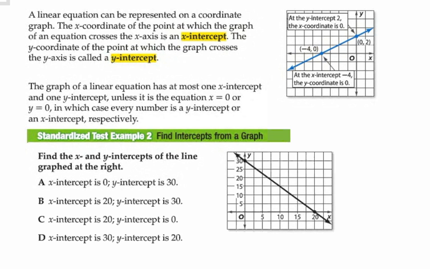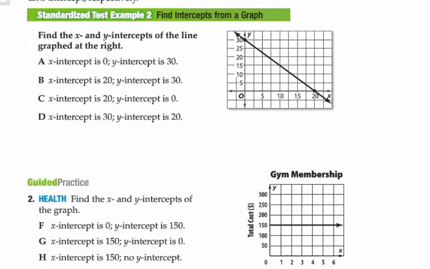Okay, so let's go ahead and look at this, just interpreting a graph to understand what we're looking at. We're supposed to find the x and the y-intercepts of the graph at the right. Well, again, y-intercept, where it crosses the y-axis, is right here. So y-intercept is at 30. Which one of these say that? These first two. So we know it could be one of these two right here. X-intercept, here it is, it crosses at 20. So the x-intercept is 20, y-intercept is 30.